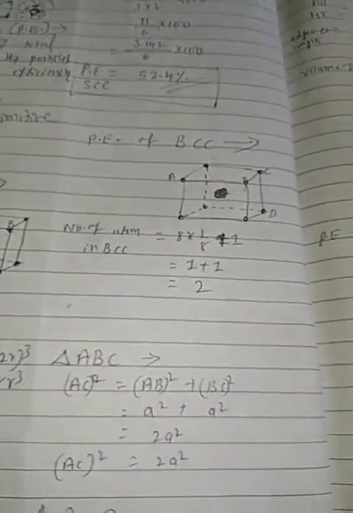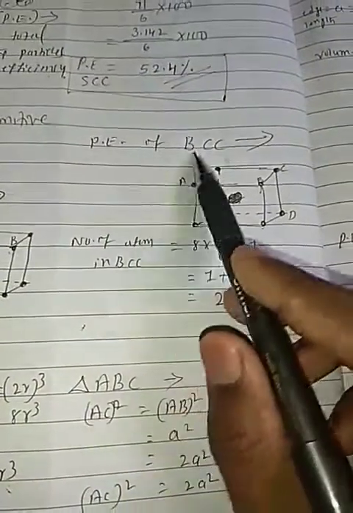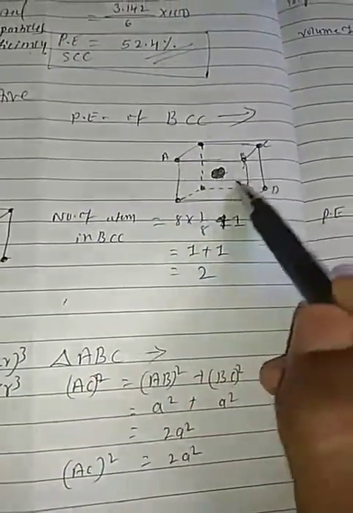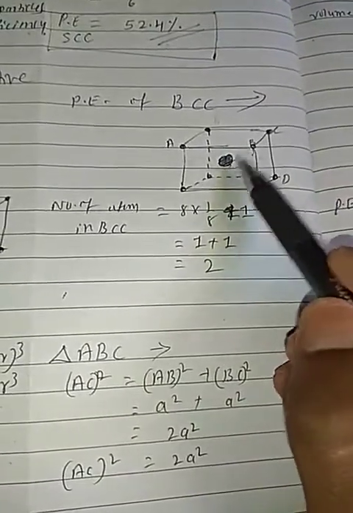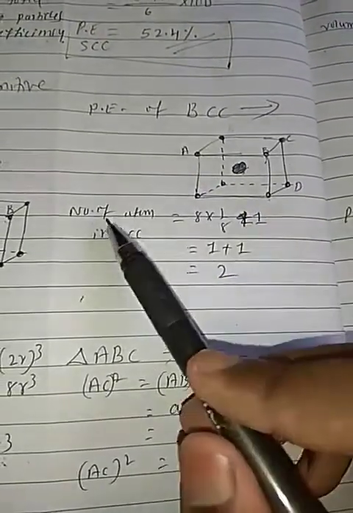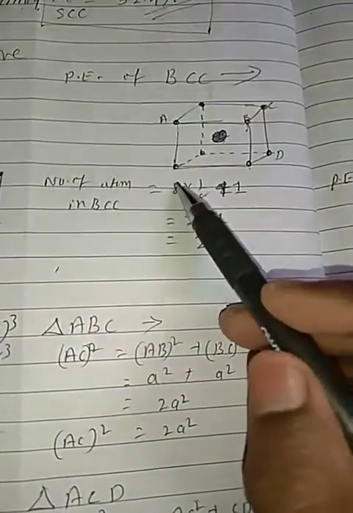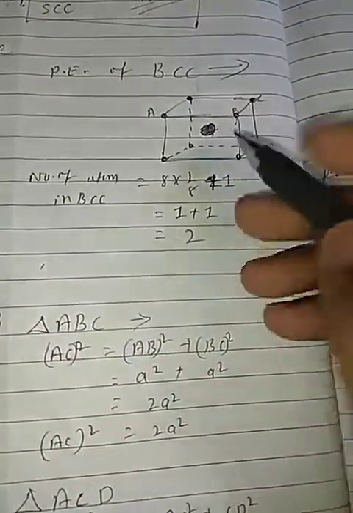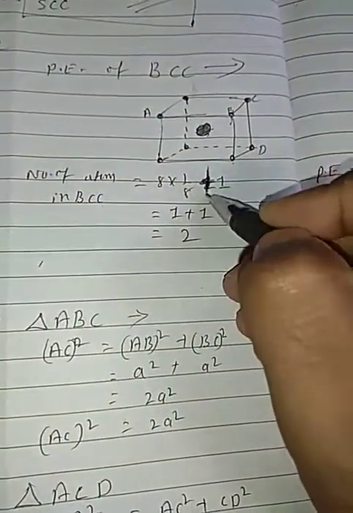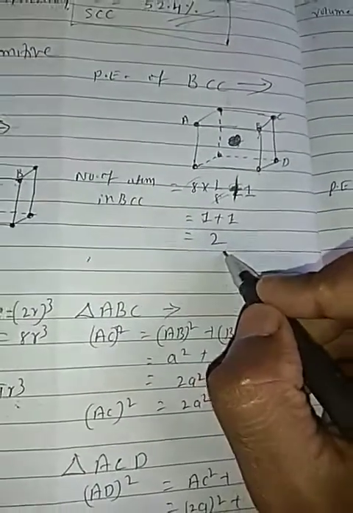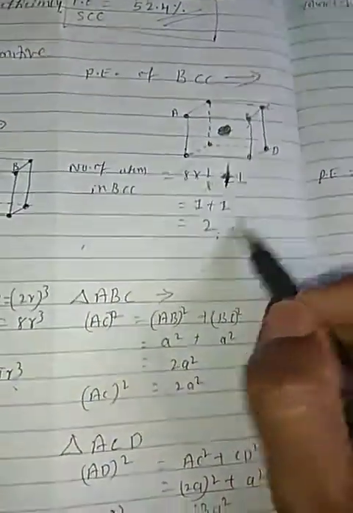Next, students, the packing efficiency of BCC. This is a BCC structure, with corner atoms as well as one body centered atom. Number of atoms in BCC is 8 into 1 by 8 plus 1. The 8s cancel, 1 plus 1 is 2. So the total number of atoms in BCC is 2.